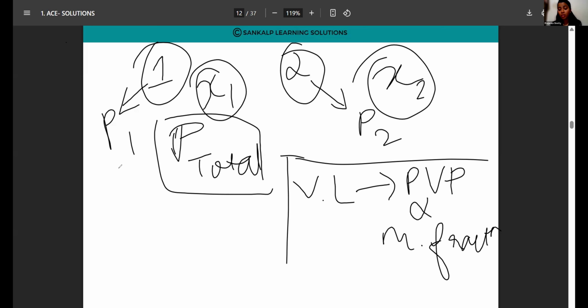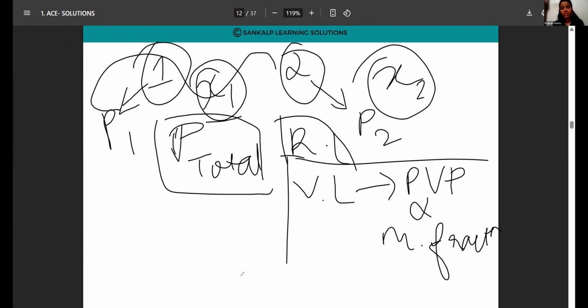So how do you state Raoult's law? For a solution of volatile liquids, the partial vapor pressure of each component of the solution is directly proportional to its mole fraction. So remember this statement, which is very important. You have to state Raoult's law. And these relationships I'll tell you in further slides. As of now, you understand what P1, P2, X1, and X2 are.